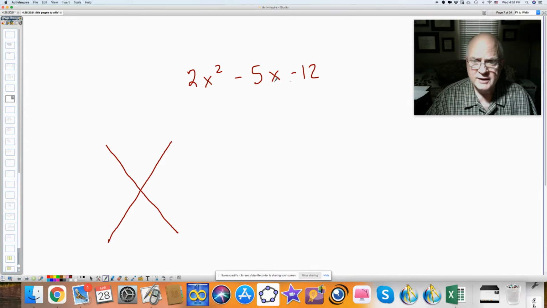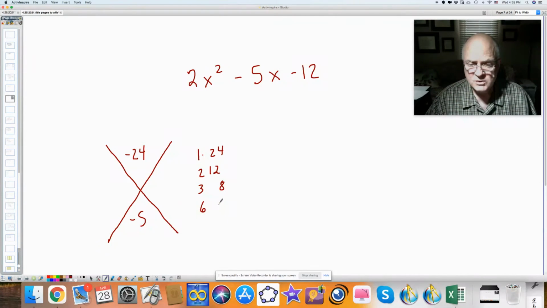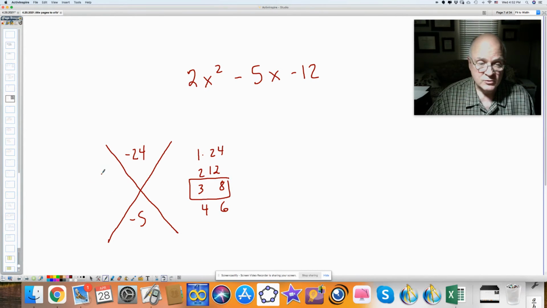If I multiply my A times my C value, I get negative 24, and the negative 5 goes on the bottom. What two numbers multiply to give me negative 24? I have 1 and 24, 2 and 12, 3 and 8, and 4 and 6. Which of these two would add to give me negative 5? Meaning one of them has to be negative. Well, that would be these two. And so I'm going to put in 3 and negative 8.